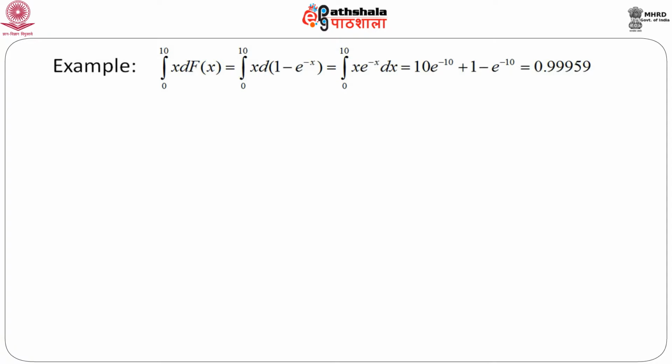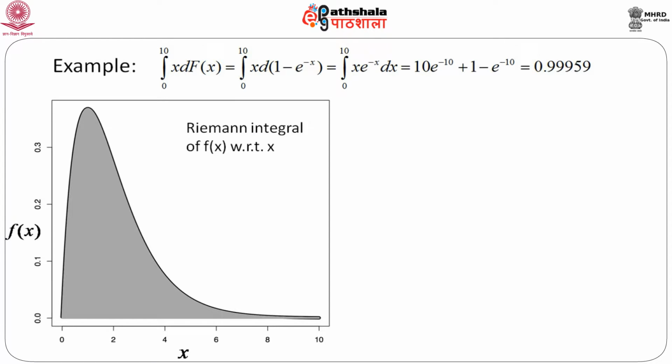Now, it is clear that this is nothing but the Riemann-Stieltjes integral, whereas under some conditions on this distribution function, that is 1 minus e to the power minus x, we can write it as the Riemann integral of the function x into e to the power minus x. That means, this is the Riemann-Stieltjes integral of the function small x with respect to capital F x, that is with respect to 1 minus e to the power minus x, which is the same as the Riemann integral of x into e to the power minus x with respect to x. So, I will show you graphically and numerically that these two integrals are equal.